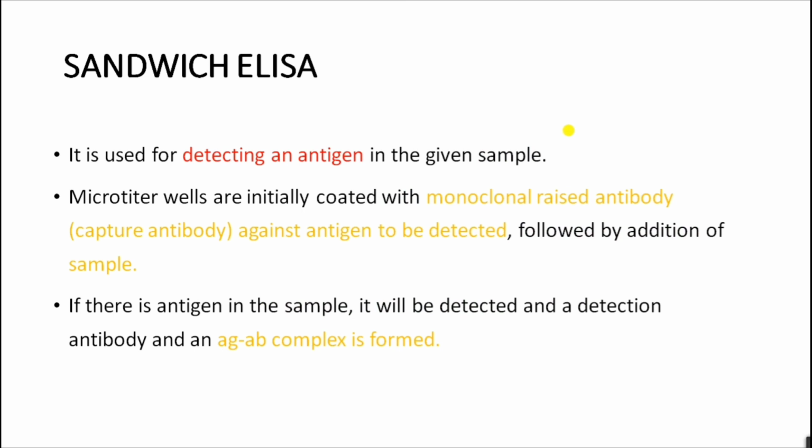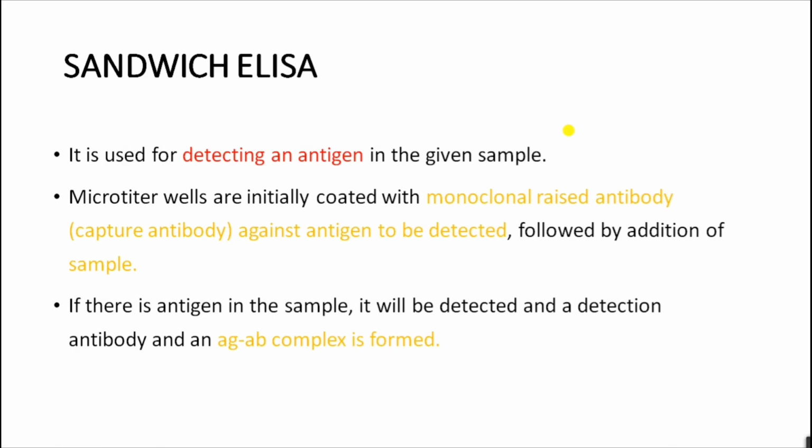Next is sandwich ELISA. It is used for detecting an antigen in the given sample. Remember, same as a direct ELISA, it is also used for detecting antigen in the patient sample. Here, microtiter wells are initially coated with a monoclonally raised antibody, which means this antibody will have specificity towards one particular type of antigen. So it is also called the capture antibody.